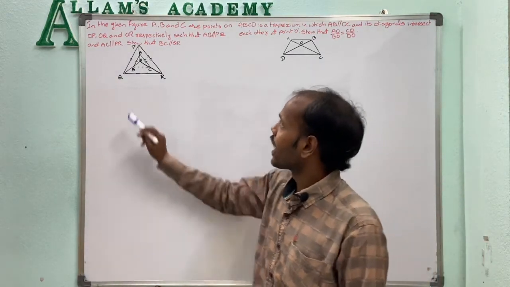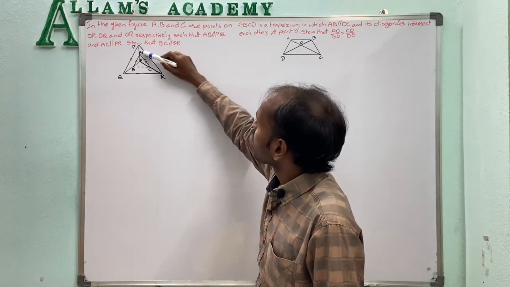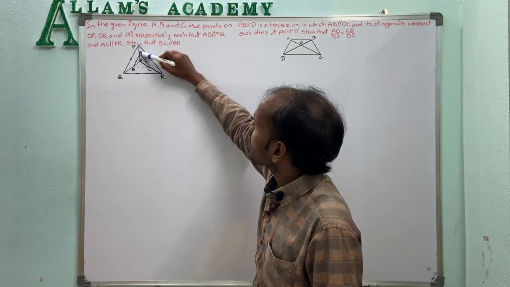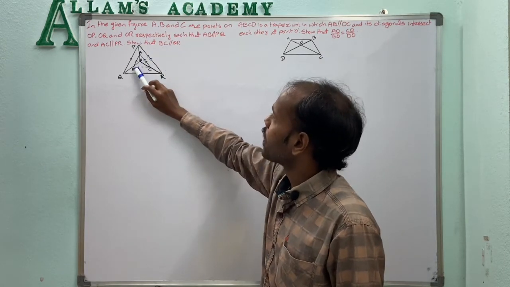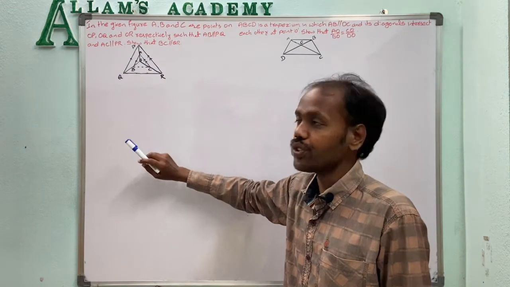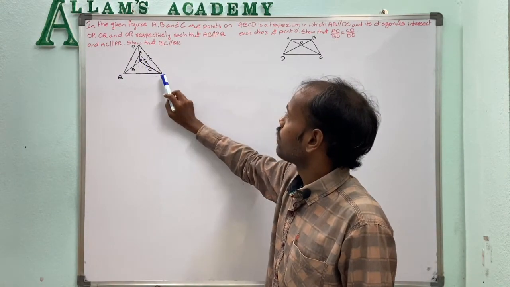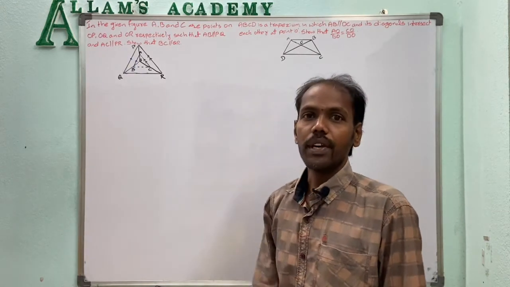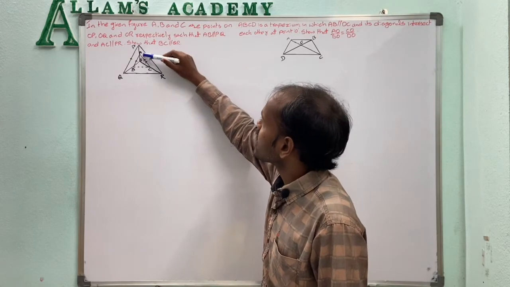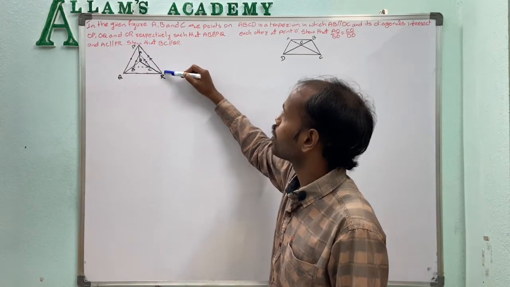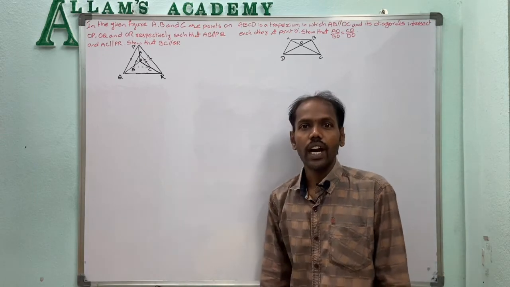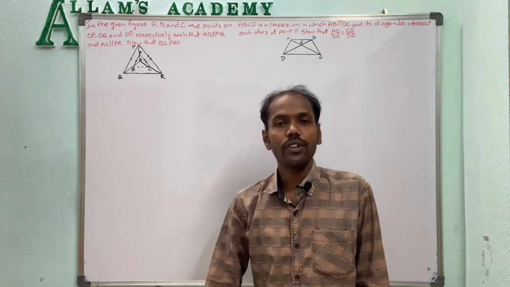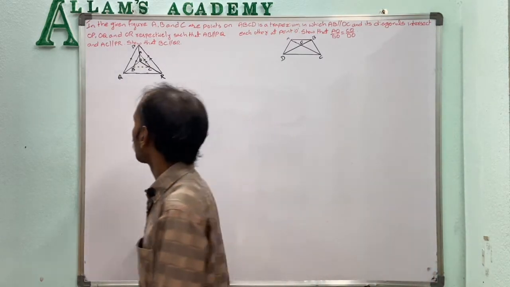So in this diagram, given A, B, C are points: A is a point on OP, B is a point on OQ and C is a point on OR. Given AB is parallel to side PQ and line segment AC is parallel to PR. Now we have to show that line segment BC is parallel to QR. So that is the purpose.